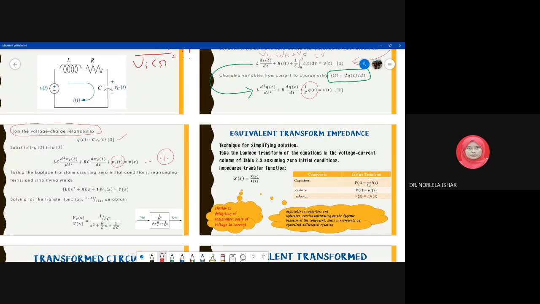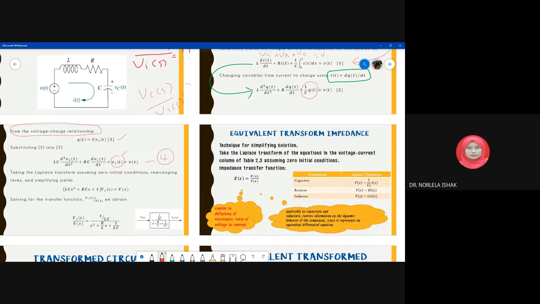From here we can get VC because we want to define the transfer function. What is our transfer function just now? We want to define the transfer function in terms of voltage capacitor over our input. So from our derivation we can get our voltage capacitor here.